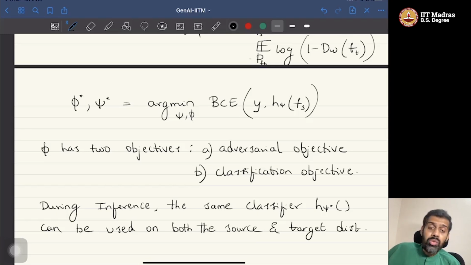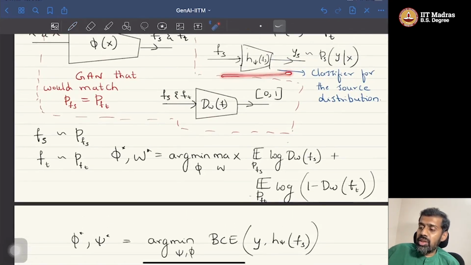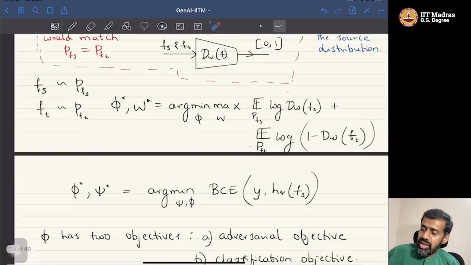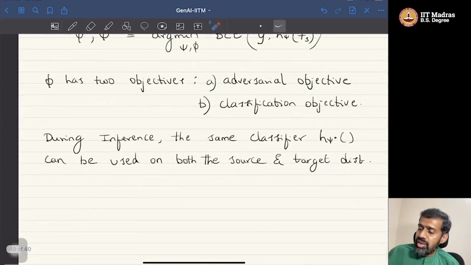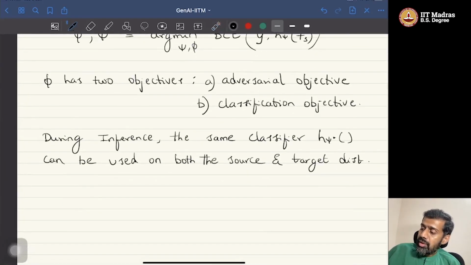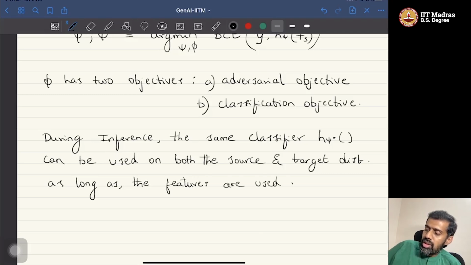And target distributions. So why is this? This is because the classifier has been trained using features that are agnostic to the source. So now we have ensured by adversarial training that the distribution of the source features matches with that of the target features, which means that a classifier that is trained on the source features is the same as a classifier that would have been trained on the target features. However, since we only have labels for the source features, we will train the classifier with the source features. During inference, the same classifier can be used both on the source and target data, as long as the features are used as input.